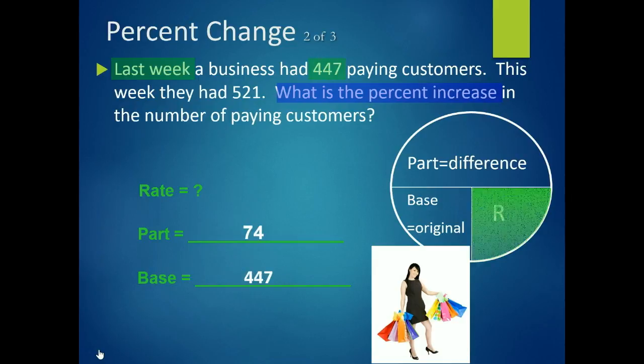To solve for the rate, we will take part divided by base. In the application here for percent increase, that would be difference divided by original, 74 divided by 447, with a final answer of 16.6%.